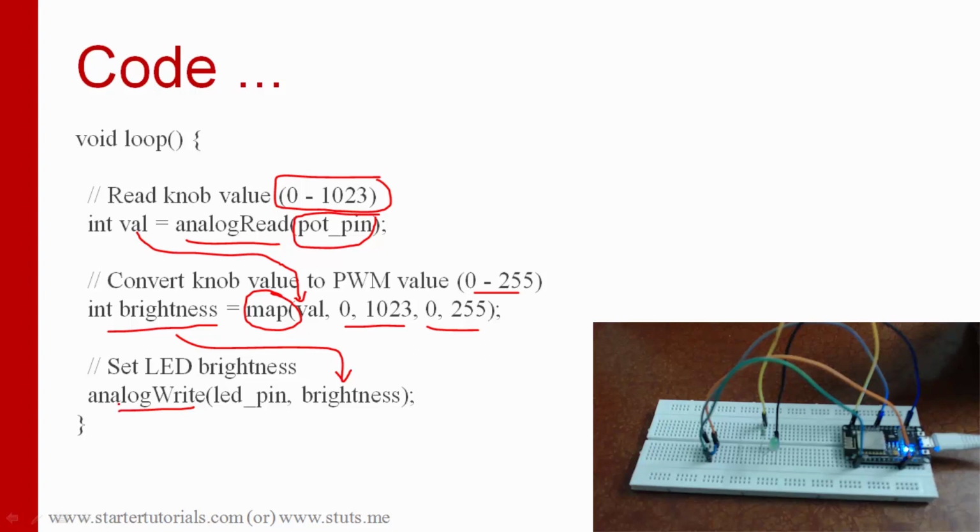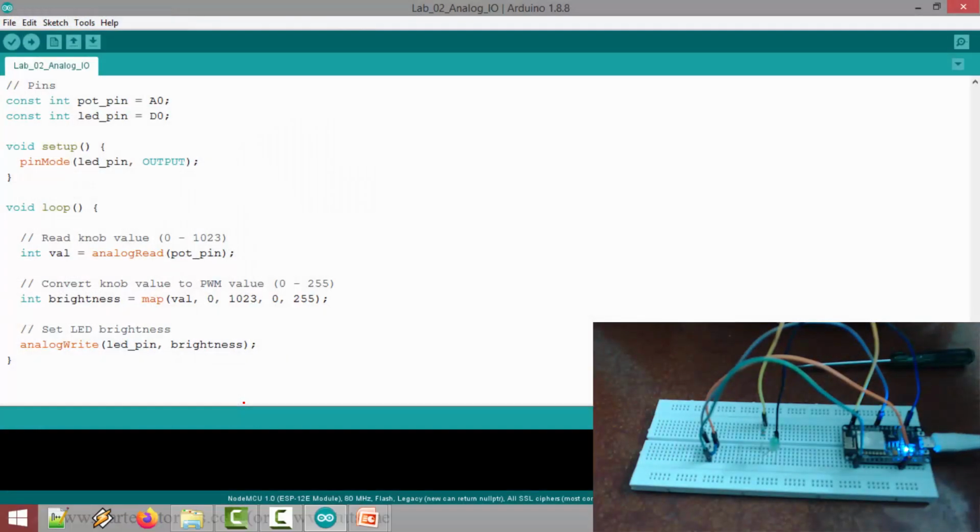See here we are using analog write instead of digital write because we are giving continuous values. So in this case we are giving the brightness value to LED. So let's see the program in Arduino. So here is the same program. I am clicking on upload.